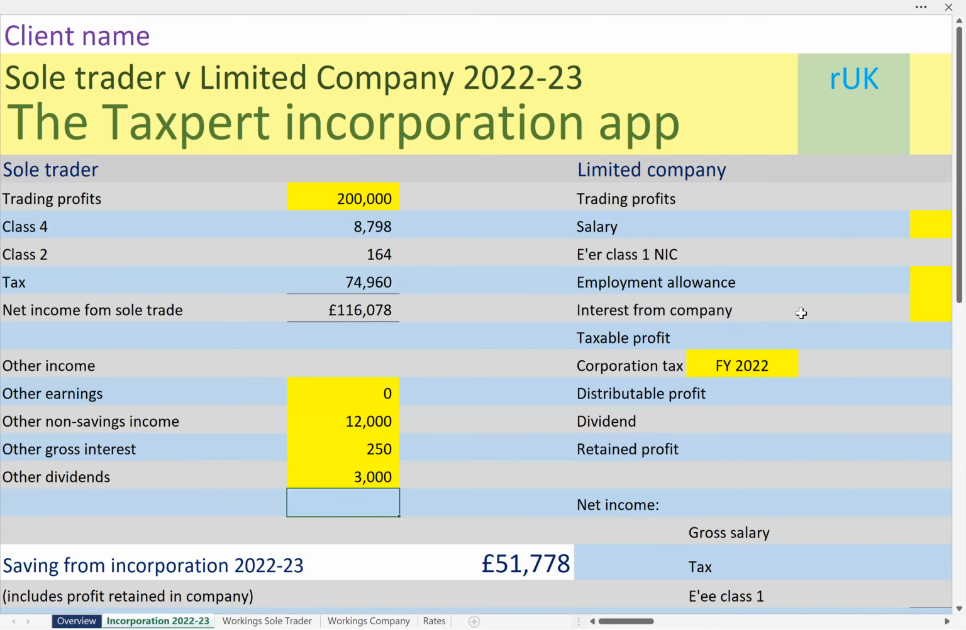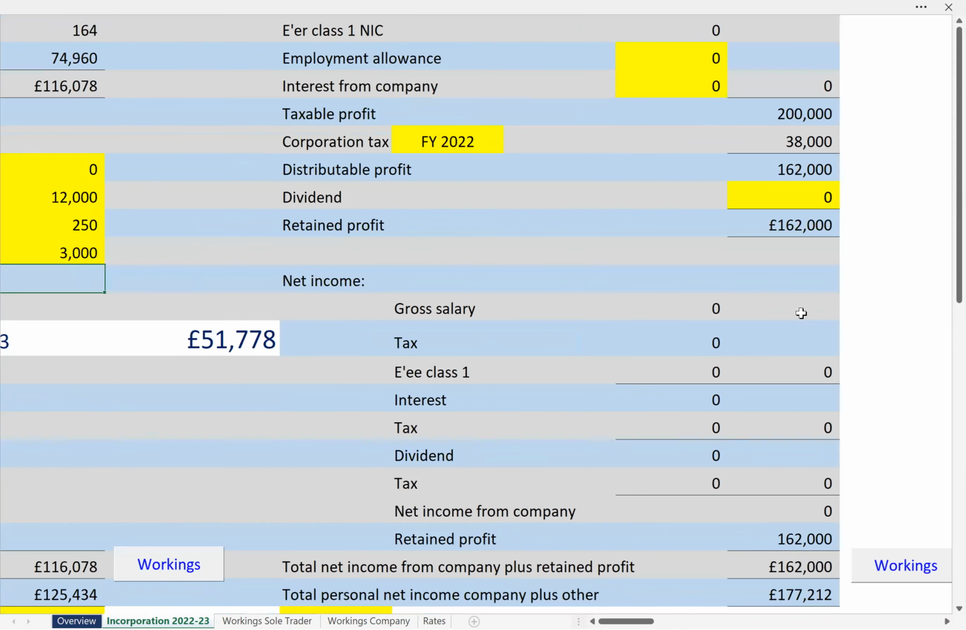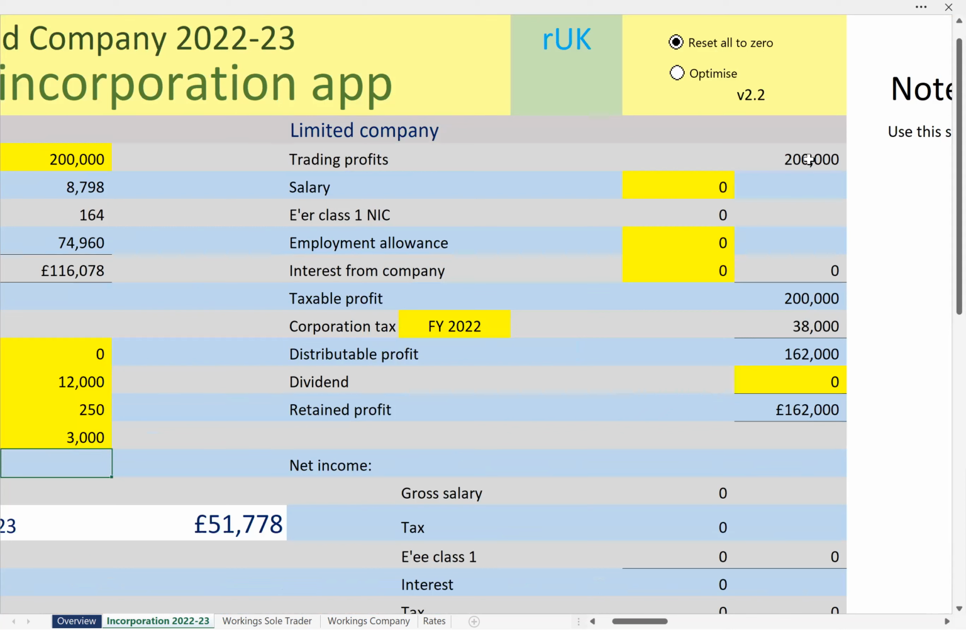But if over here I then look at the limited company side, it automatically picks up the same profit figure of 200,000, but we haven't yet entered any salary or any other income. And what I'm going to do is use the optimize function. If up here I click on that optimize button, that will then work out what the optimal combination of salary and dividend is, assuming that we're going to extract all of the profits of 200,000 post-tax by way of salary and/or dividend.